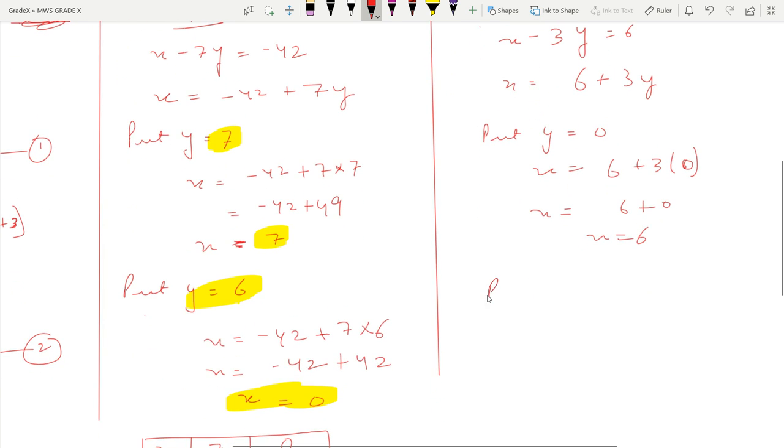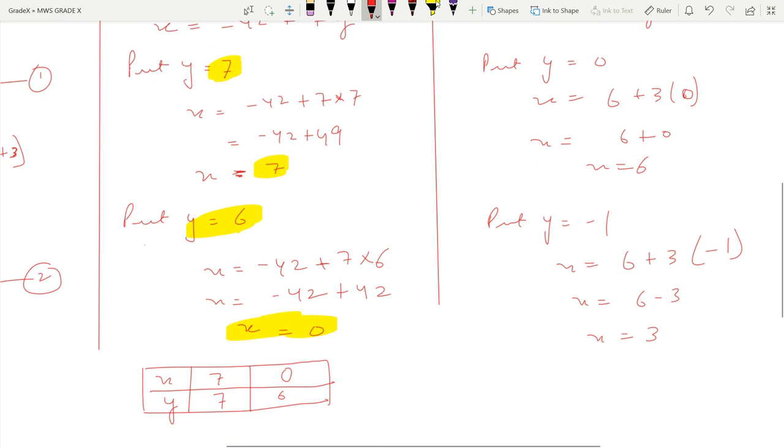Okay. Put y is equal to minus 1. Then x is equal to 6 plus 3 into minus 1. x is equal to 6 minus 3, and x is equal to 3. So again, let us highlight these values. y is 0, then x is 6. y is minus 1, then x is 3. Make a table.